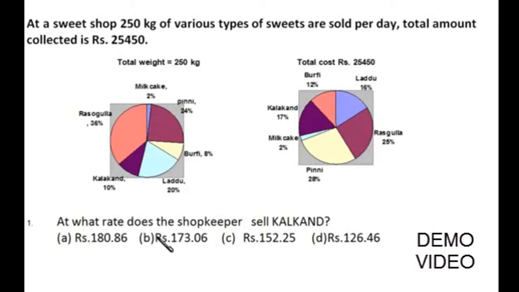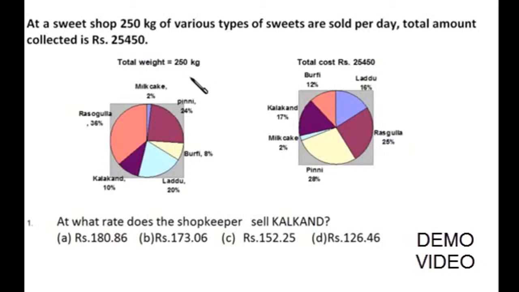Now what is the first question? At what rate does the shopkeeper sell kalakand? Now we have to find out the selling price, that is, we can say the per kilogram price of kalakand, right? Now just see here carefully. See, total weight is 250.